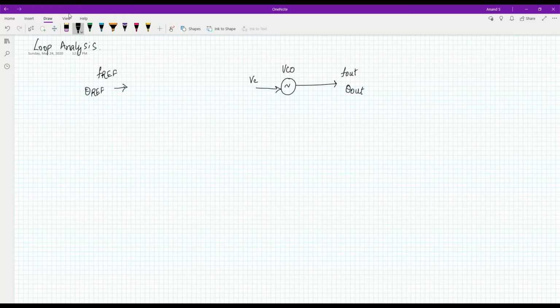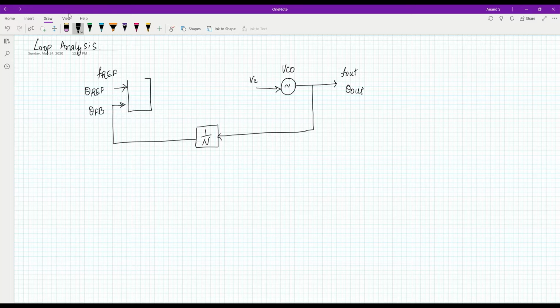In order to compare this with the reference frequency, we need to bring the VCO frequency to the same value. So we will be using a divider, because generally the VCO output will be much higher than the reference frequency. This divided phase we can call theta FB. These two will be compared using a phase frequency detector, which generates the error signal between the reference phase and the feedback phase.